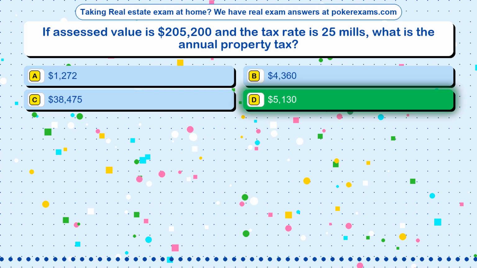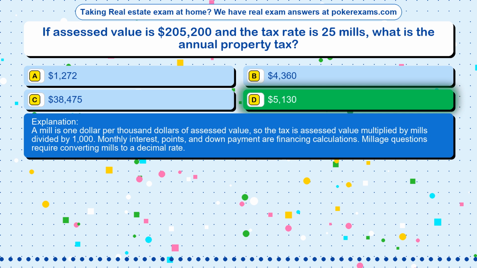The correct answer is option D, $5,130. A mil is $1 per $1,000 of assessed value, so the tax is assessed value multiplied by mils divided by 1,000. Monthly interest, points, and down payment are financing calculations. Millage questions require converting mils to a decimal rate.